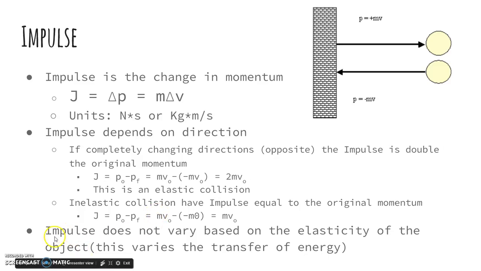And another really important thing to mention about impulse is that it does not vary based on the elasticity of the object. This only varies the transfer of energy, and this being the elasticity of the object. So if you have a really bouncy ball, it's not going to change how the impulse is found. It's only going to change how the energy transfers.